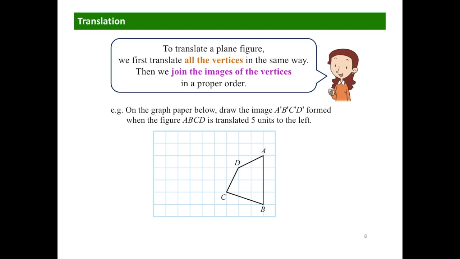First we translate A, B, C, D to their new position. A, 5 units to the left is here, marked A1. B, 5 units to the left is here, marked B1. C, 5 units to the left is here, marked C1, and D is here, marked D1. Then we join the vertices. There it is, the new image.